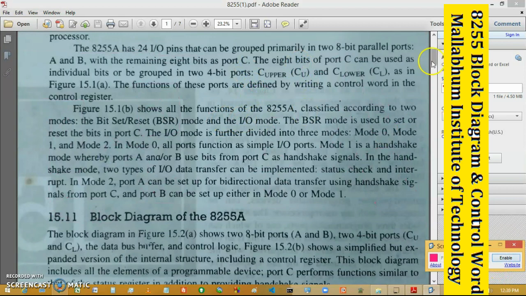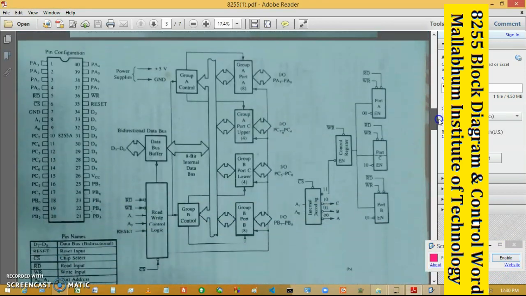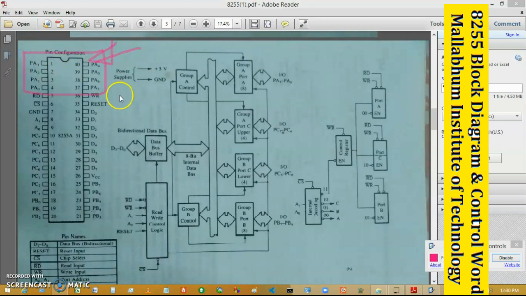And next is your block diagram or the pin diagram. In the block diagram, you can see this is your port A. Any 8-bit IO device can be connected with port A. This is port C. It has been given the flexibility of 4 bits or a whole 8 bits, whatever you want. And port B is again 8 bits, so any external 8-bit IO device can be connected with that.